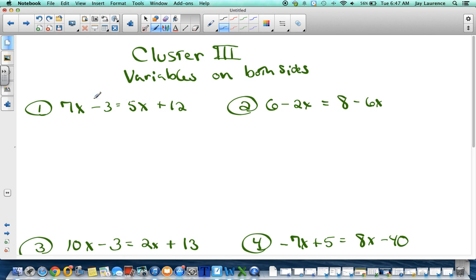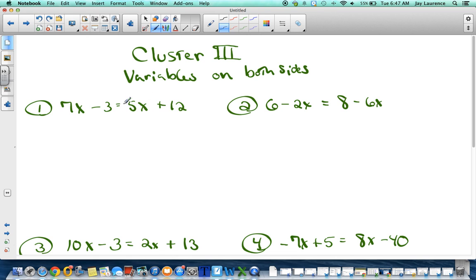So you see, I've got a 7x, a -3, a 5x, and a 12. I'm going to take one of these x terms away. I recommend taking away the x term with the smallest coefficient, okay? But you don't have to. That's just a good way to do it. It'll keep your coefficient positive in many cases and help keep you from making some silly mistakes.